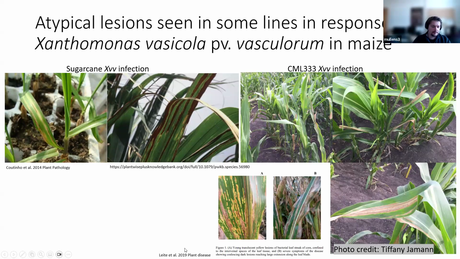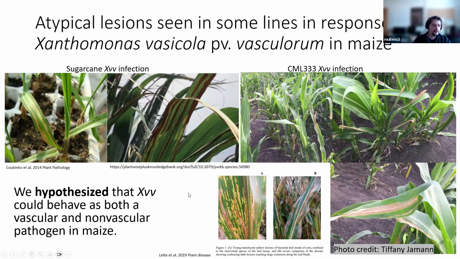Additionally, some first reports from Brazil show some atypical disease symptoms as well. So you have the typical bacterial leaf streak symptoms here on the left in A, but then they call these severe symptoms where it looks a lot more like what we see in CML333 and has these long lesions. So we hypothesized that XVV could behave as both a vascular and non-vascular pathogen in maize, even though most of the literature up to that point had suggested that it was purely a non-vascular pathogen in maize.